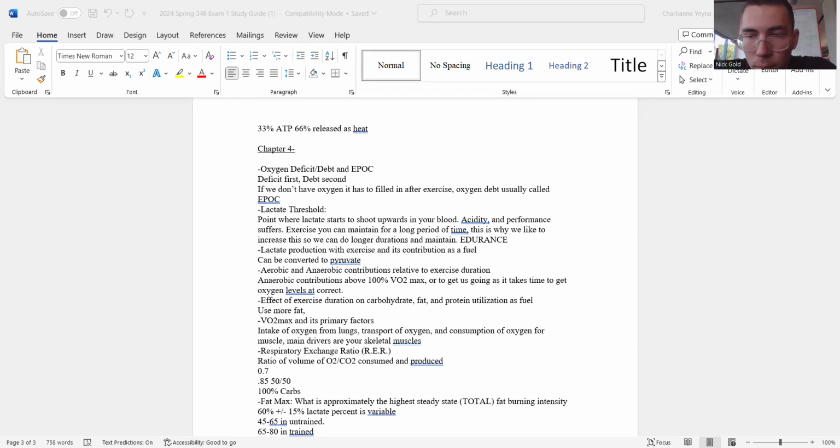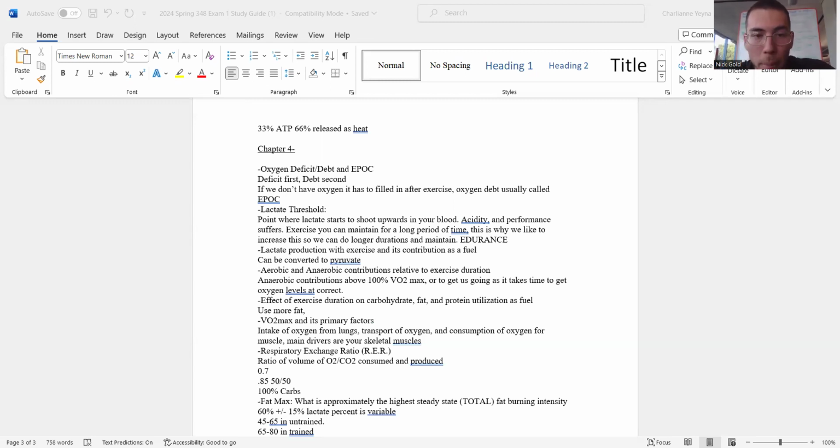So for fats, we're using 100% of our fat, right? Only fat right now. The ratio is 0.7, okay? Because we're using fat. The ratio at 1.0, or utilizing 1, is going to be only your carbohydrates at a 1-to-1 ratio, your sugar, okay?